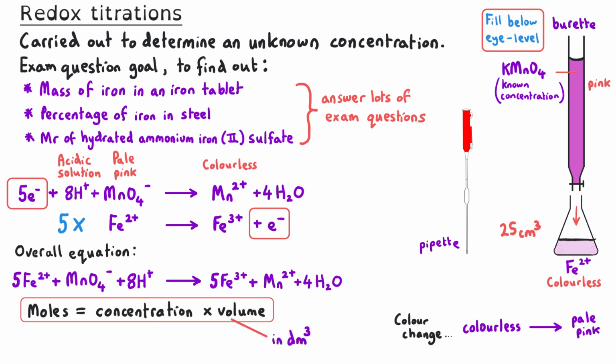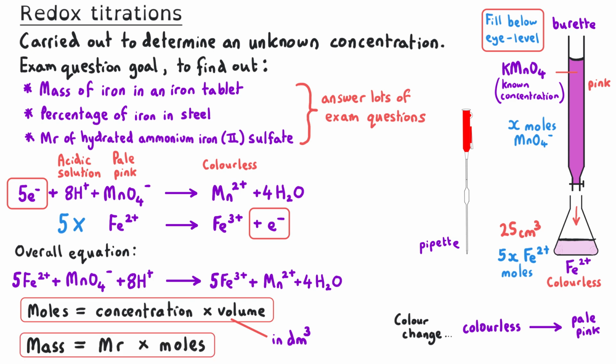And then you'd use the equation moles equals concentration times volume to work out the moles of potassium manganate 7 added to the conical flask, and then you'd use the mole ratio of 1 to 5 to work out the moles of iron 2+ that must be in that conical flask. And then, depending on the specific target of the investigation, you might follow this up by working out a mass value by using mass equals MR times moles.